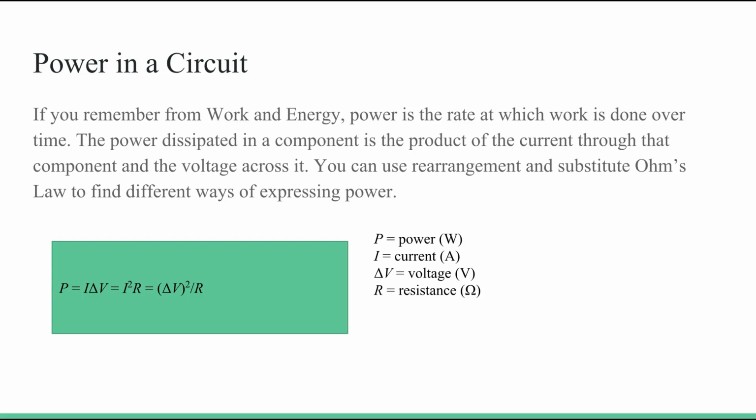Then you can use rearrangement and substitute Ohm's law to find different ways of expressing power depending on what you're given. So here are all the forms of power. Power equals I delta V equals I squared R if you just place delta V equals IR. Then you have delta V squared over R if you plug in delta V over R for I over here. So these are all the different forms of power, and they're all missing one variable. So it's very, very convenient to know these. And probably you won't be given these last two, so you can always derive them very quickly. Just put Ohm's law in for either voltage or current.